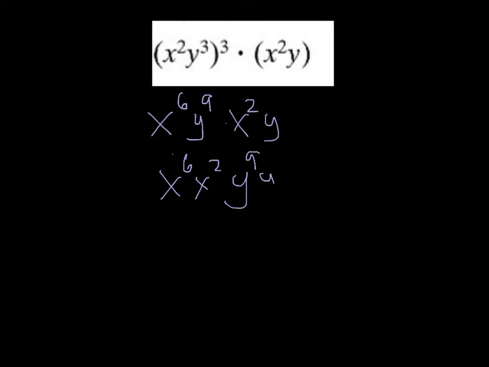The key to this problem is approaching in steps rather than trying to do it all at once. So in that first step, we're going to have x to the 6th, y to the 9th, because 2 times 3 is 6 and 3 times 3 is 9, times x squared y. Now just kind of grouping them together, I have x to the 6th, x squared, y to the 9th, y, and that's a step you can skip if you're getting a little more comfortable, and then I get x to the 8th, y to the 10th power.